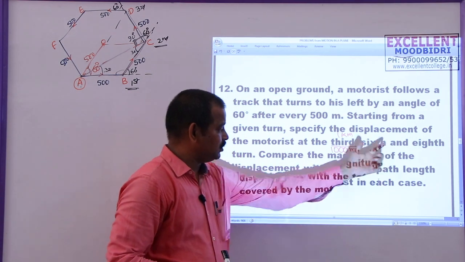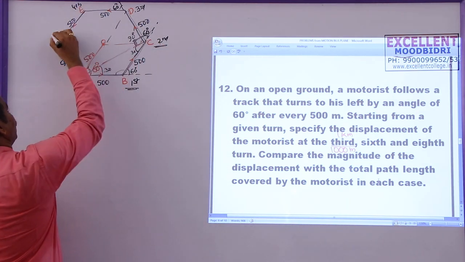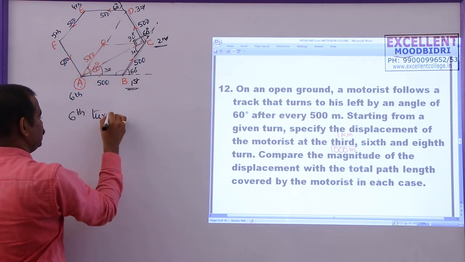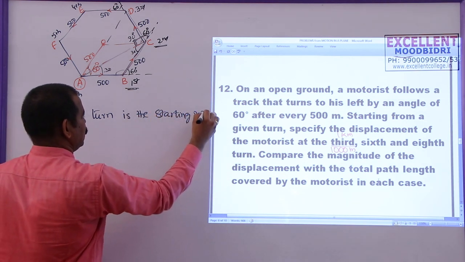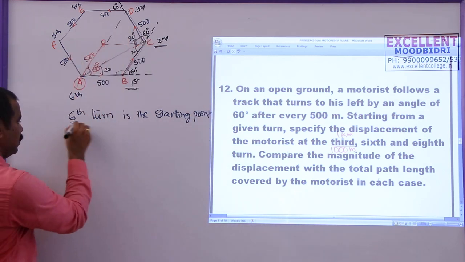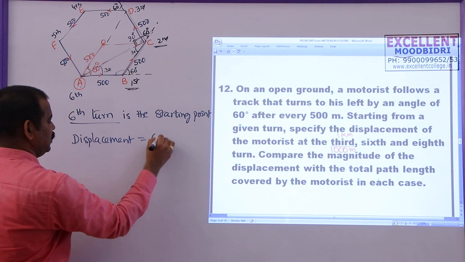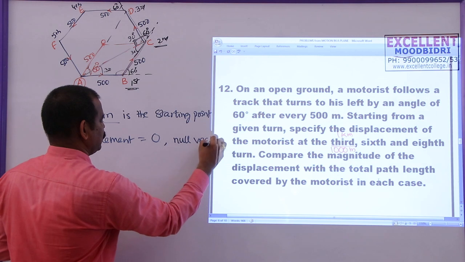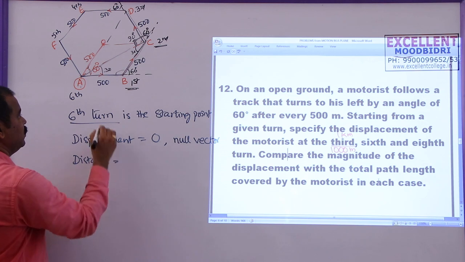The next part, displacement after the sixth turn. Remember students, it is the first turn, second, third, fourth turn, fifth turn. The sixth turn is the starting point. So that means the motorist is reaching the same point after 6 turns. So after the 6th turn, what is the displacement? Displacement will be 0, which we call a null vector. So this is a null vector whose magnitude is 0.